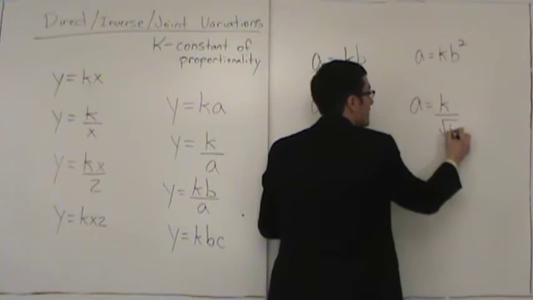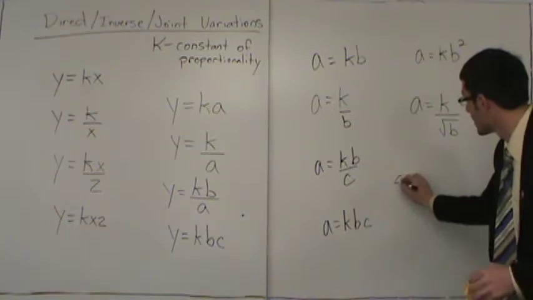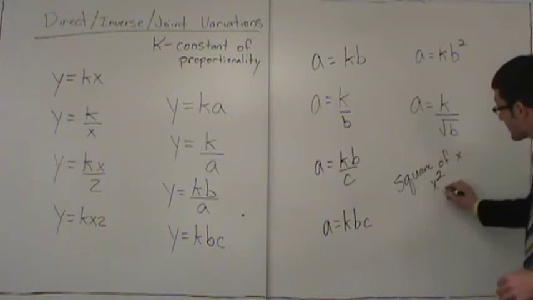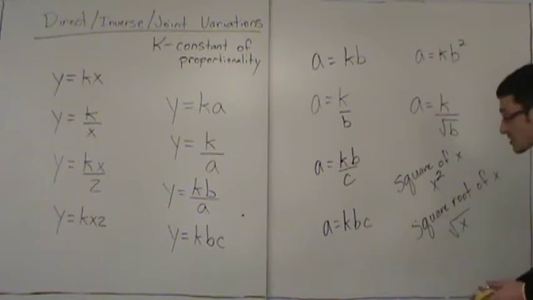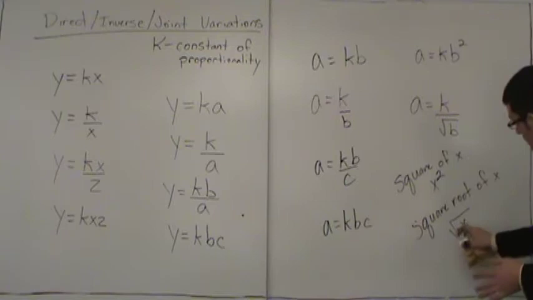So there's a difference between square of and square root. The square of x is x squared. The square root of x is written like this, square root of x. Okay, so square of x is x squared. Square root of x is the square root of x, this symbol. It looks like a fancy division symbol. We're going to be learning about this semester.